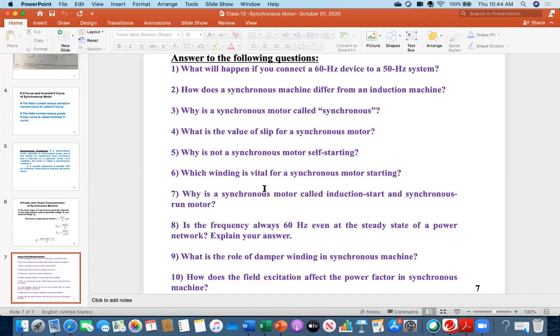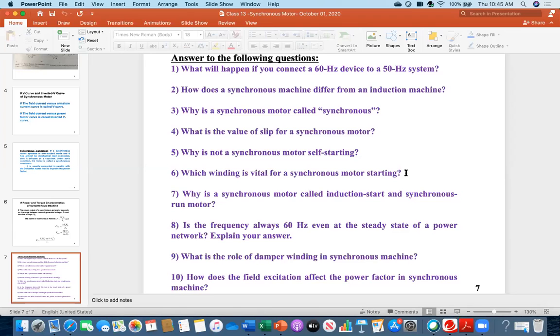So question number 6, which winding is vital for a synchronous motor starting? It's the damper winding. We just talked about damper winding. Exactly. I mean, just a minute ago. Yes, exactly. Damper winding. And then now, I think Tyler, you are talking that hunting is related to synchronous generator.